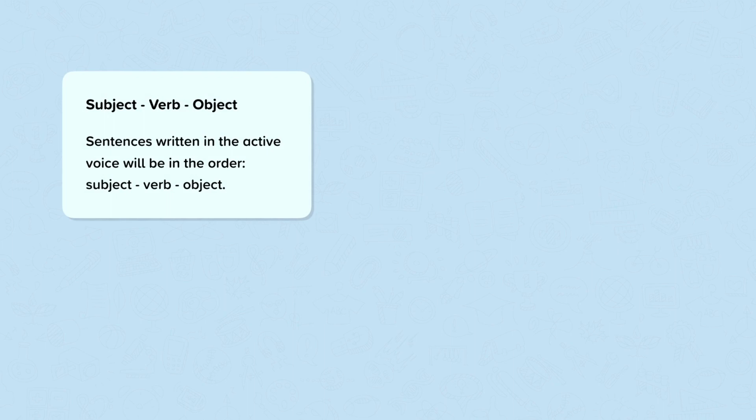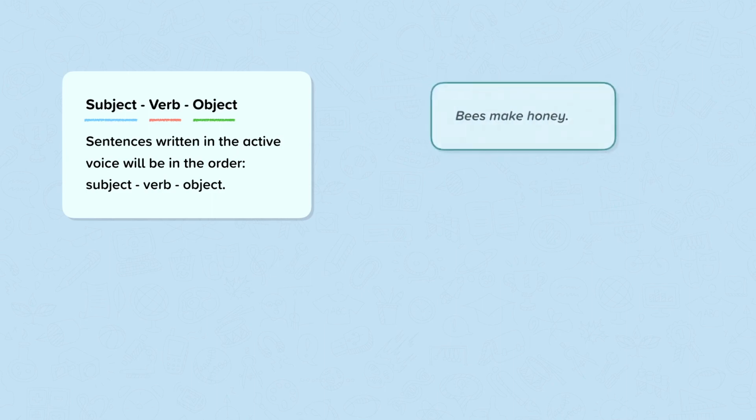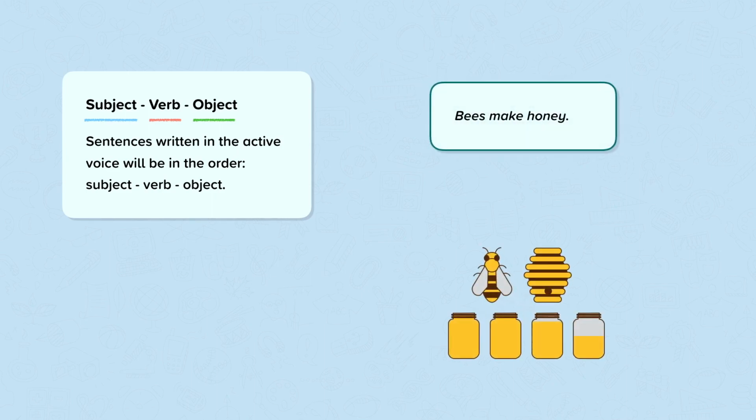Sentences written in the active voice will be in the order subject, verb, object. So if we look at this example, bees make honey. Bees are the subject of the sentence. The bees are doing the action, making, to the object, honey. Make is the verb. It is the action of the sentence. And honey is the object. It is receiving the action being made.